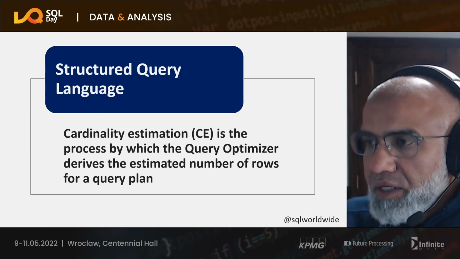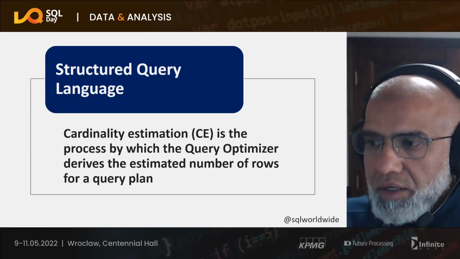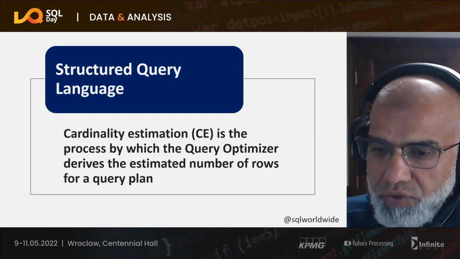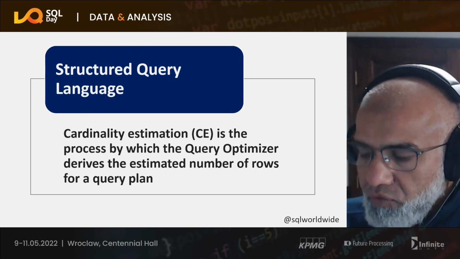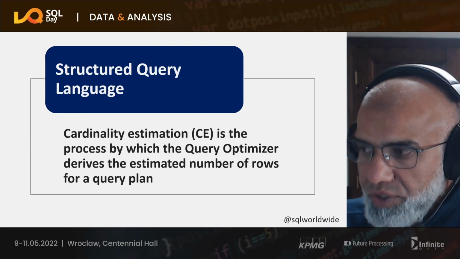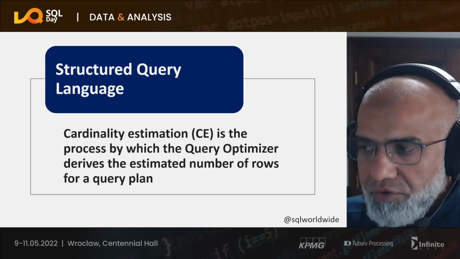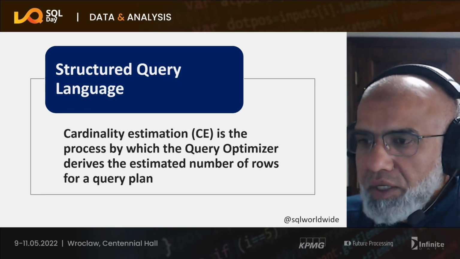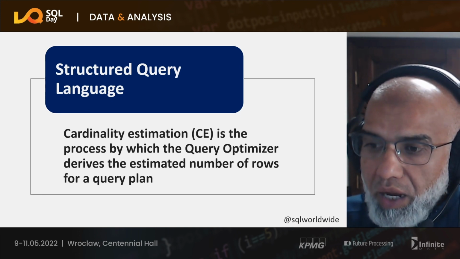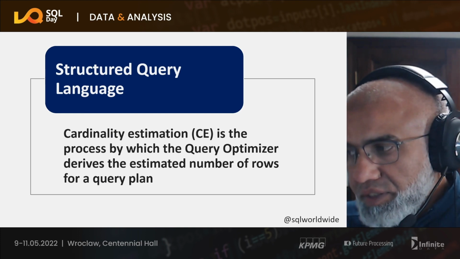And that's kind of the gist of this talk: how those numbers get estimated by the cardinality engine. So when we are troubleshooting a query, or we are looking at an execution plan, and we see that there's a discrepancy between the estimated number of rows and the actual number of rows, we have some idea how those estimated numbers got generated.